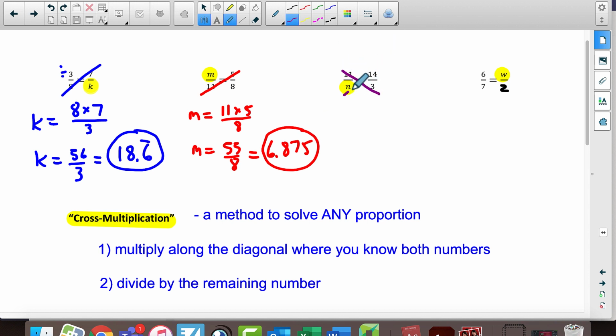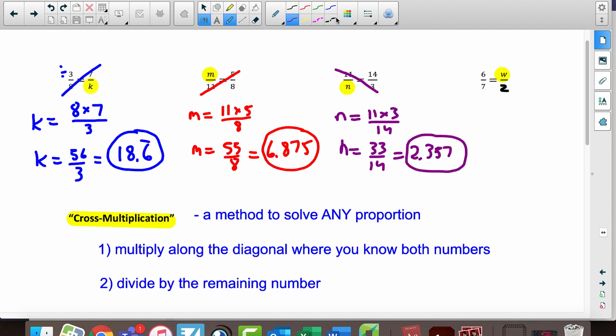Okay, once you've seen a few, you're probably going to get them all. Here's one diagonal, there's the other. Which one do you know both numbers? That's this one. So in order to get n, you multiply those together, the 11 and the 3, and then you divide by 14. So n equals 11 times 3 is 33, and divide by 14. Get your calculator, and you get 2.357. It goes on and on. I'm just going to write 2.357. I think that's good enough.